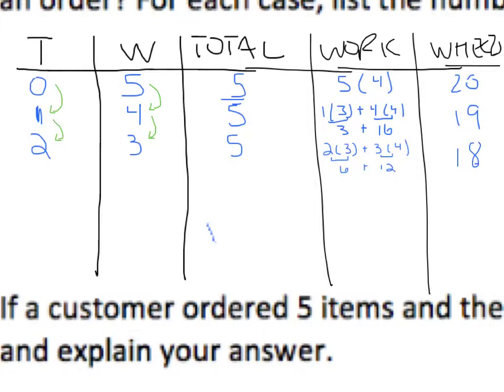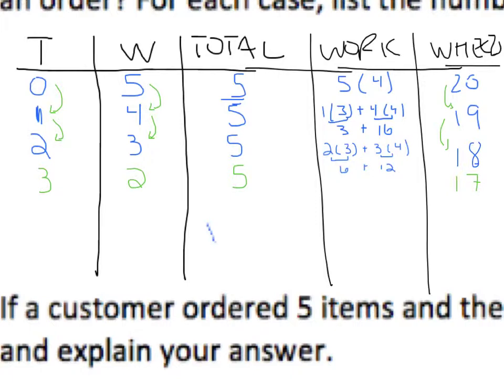So I can probably guess that this is going to be 3 and 2 just based on the pattern I've already established. And again, 3 plus 2 does make our 5 total. I'm going to skip over the work, and I'm going to have you guys notice this pattern in the wheels. Check this out, 20, 19, 18. So I can guess with pretty good confidence that that wheel total will be 17.